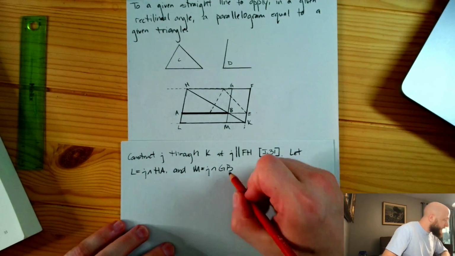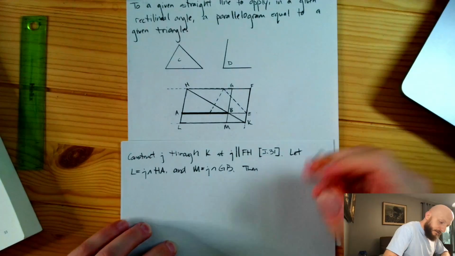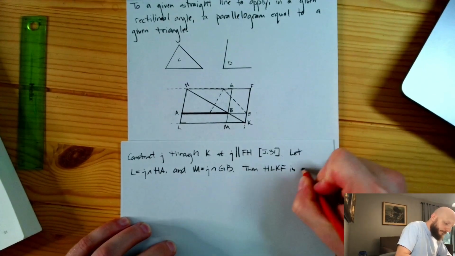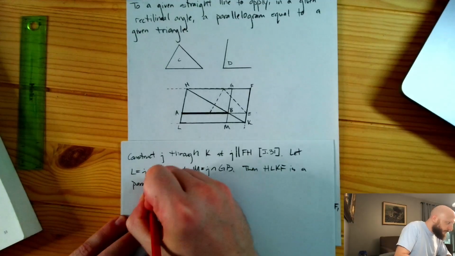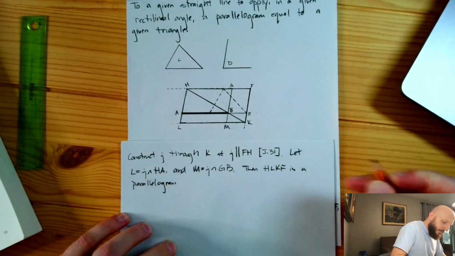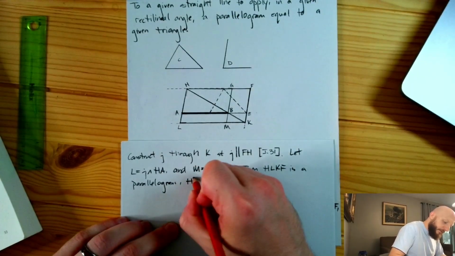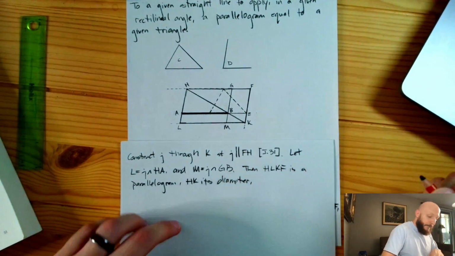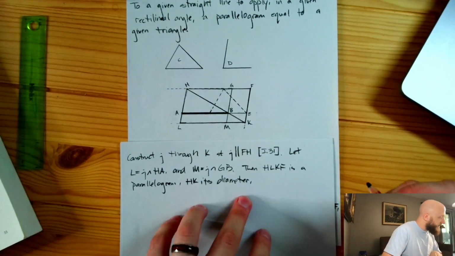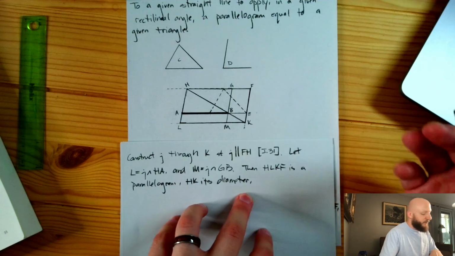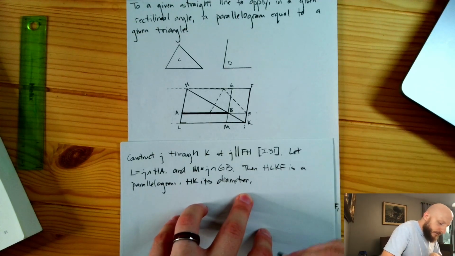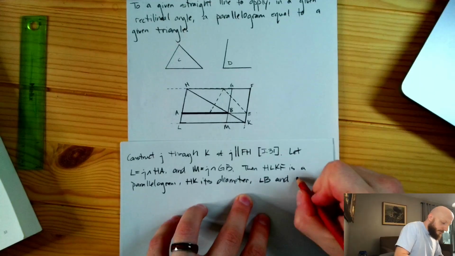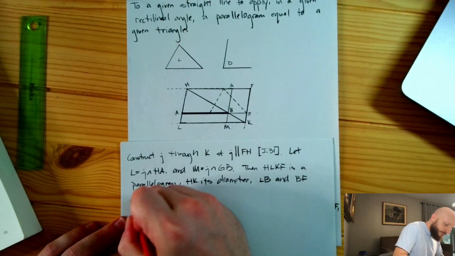Then HLKF is a parallelogram. HK is its diameter. And let's see, he says AG and ME are also parallelograms, but maybe more to the point, LB and BF are complements about HK.